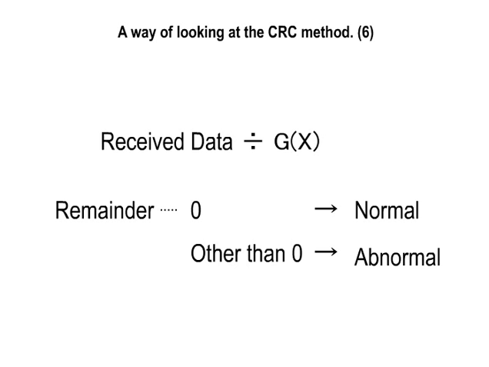6. The receiving side divides the data received by g(x), and if the result is 0, then the data is judged to be normal. If it is not 0, then it is judged to be abnormal.